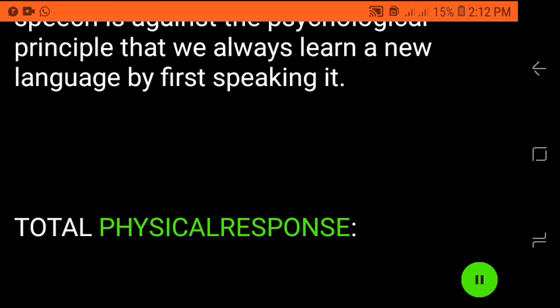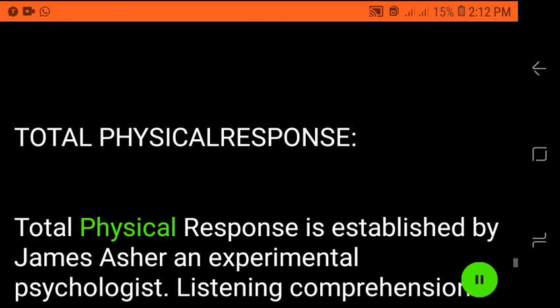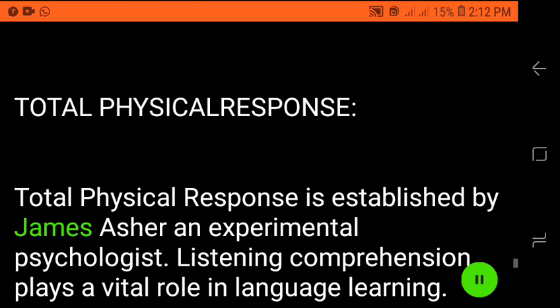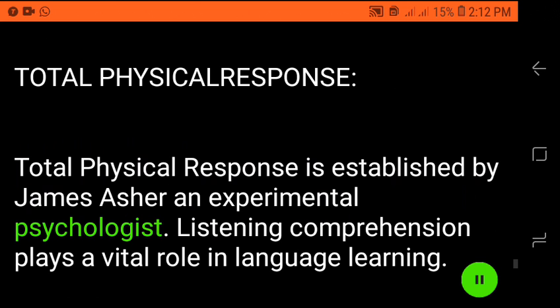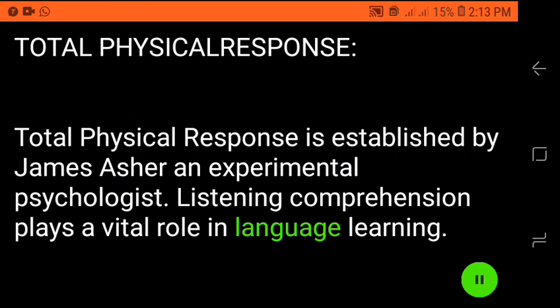Total Physical Response. Total physical response is established by James Asher, an experimental psychologist. Listening comprehension plays a vital role in language learning.